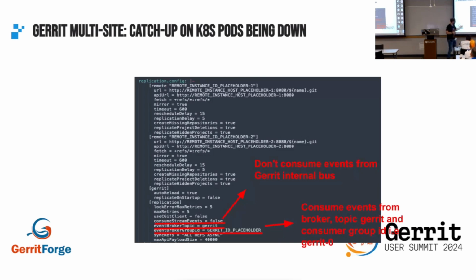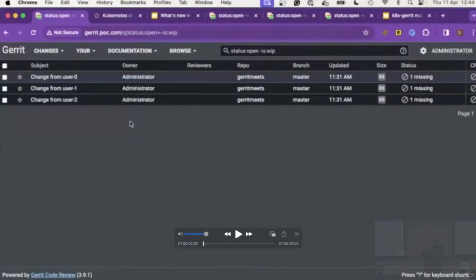Well, we recommend setting consume stream events to false, so we don't use the internal Gerrit stream events buffer. We rely on the broker, because that's more reliable. So we just read from the broker, get all of the events, and that's pretty much it. Not too much to it.